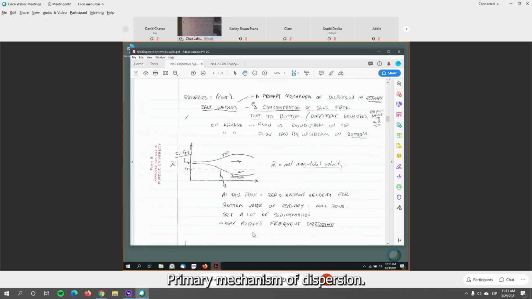Estuaries, primary mechanism of dispersion in the estuary is a salt wedge. It's a concentration of salt from the top to the bottom, because if you think about estuaries, you have salt water coming in, and salt water is more dense than fresh water. So that salt water coming in from the ocean, when you've got the tide coming in, that salt water is typically moving along the bottom.